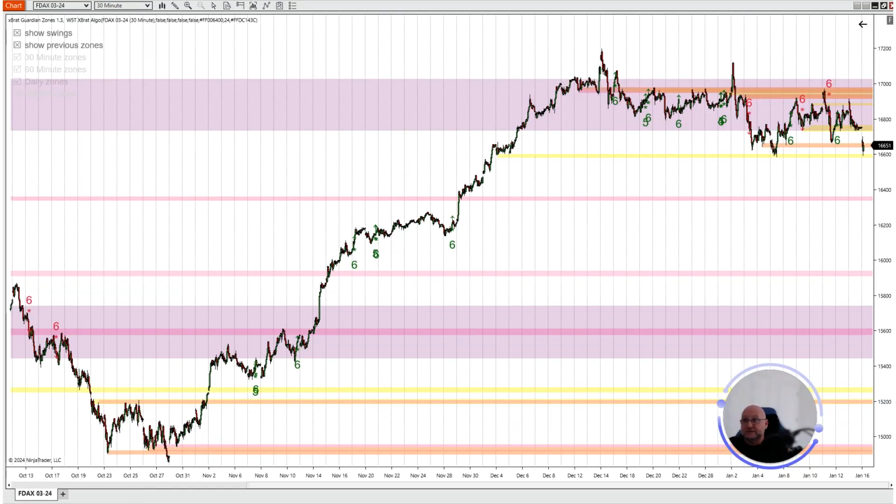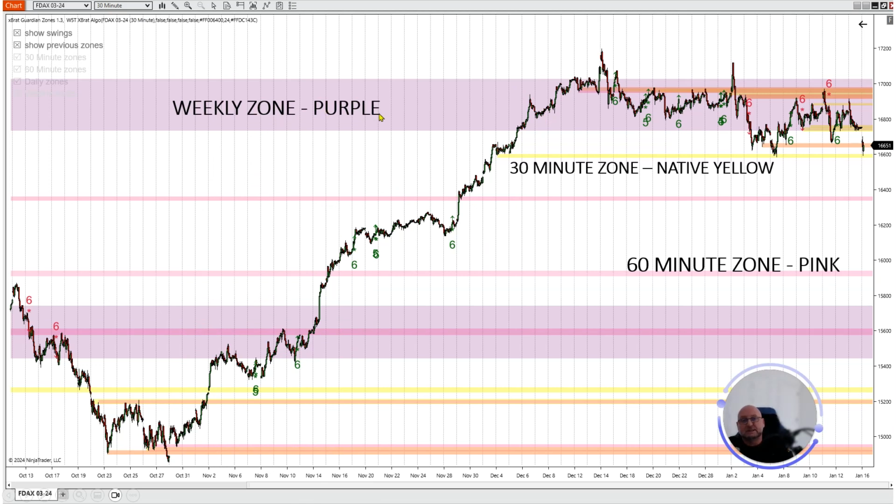So the next one, this is FDAX. Okay, this is the DAX futures. I just wanted to highlight what a weekly channel looks like here. So again, 60-minute zone is in pink. The 30-minute zone, because this is the native time frame I've got on there, is in yellow. The weekly is in purple. So we can see when we clear these weekly zones, we've got good trades between those and the 60-minute zones. Very, very good. But then now we're stuck in this sort of range-bound period in this weekly zone, and we keep tipping up and close.